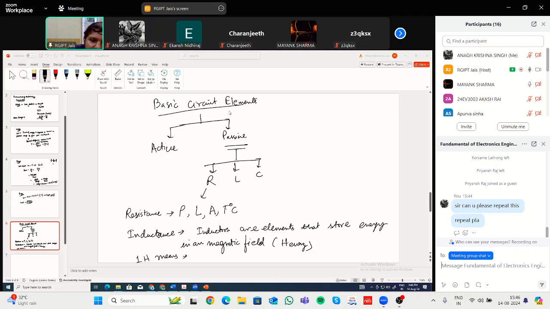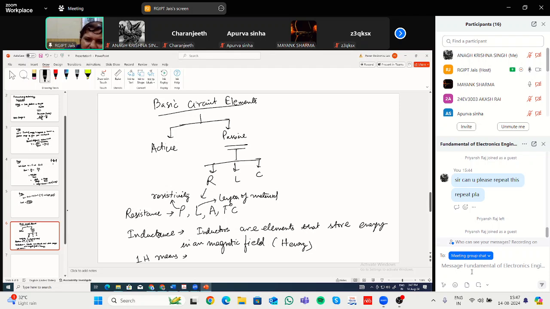Rho L by A. Rho is the resistivity. Again, this is dependent on what material you are using. Different materials will have different resistivity. This L is the length of the conductor, length of the material. A is the cross-sectional area of the material or conductor. This is nothing but the temperature. So R is equal to rho L by A. If the length increases, the resistance will increase. If the cross-sectional area increases, then the resistance will decrease.